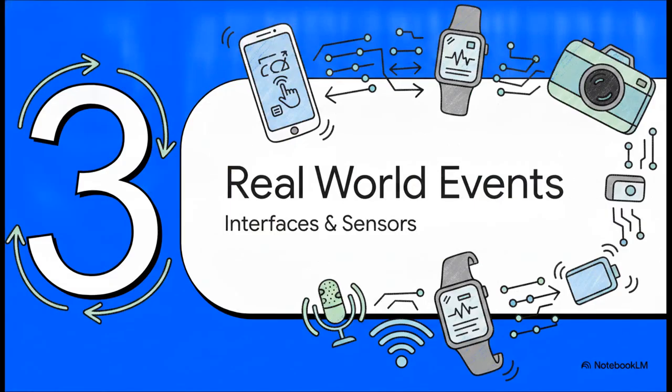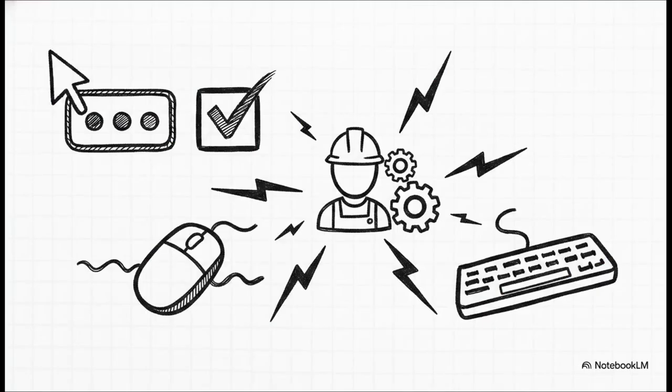Which brings us to Section 3, Events in the Real World, Interfaces and Sensors. So, we've looked at the abstract flowcharts, but how do these patterns actually manifest in the physical devices you and I use every single day? Well, just think about graphical user interface, or GUI, events. Buttons, checkboxes, text boxes, mouse clicks, keyboard presses with Shift or Alt modifiers. GUIs are absolutely overflowing with events.